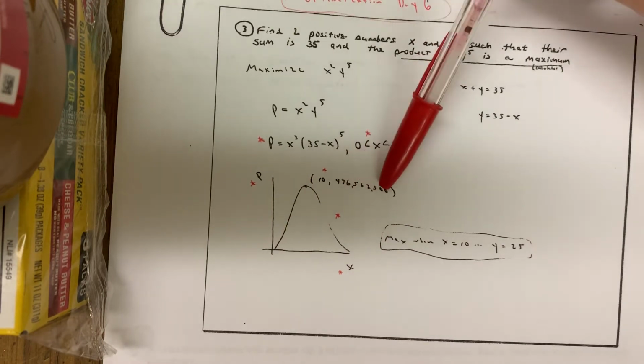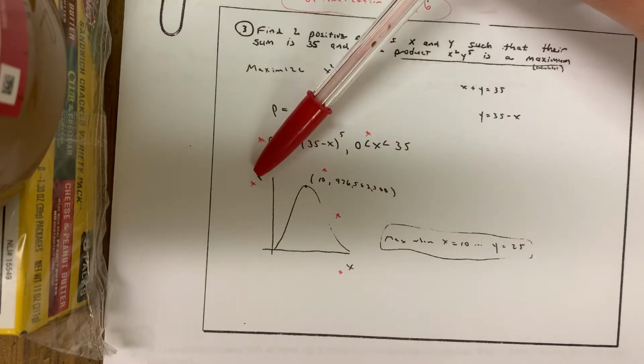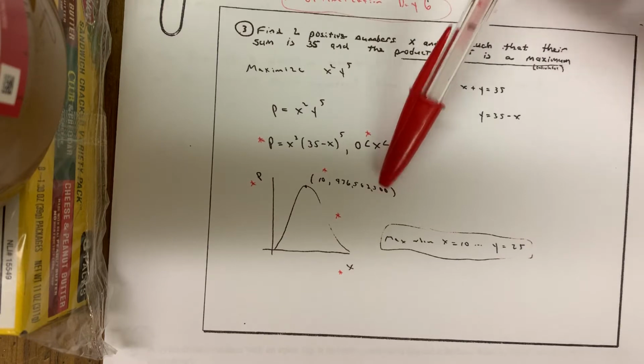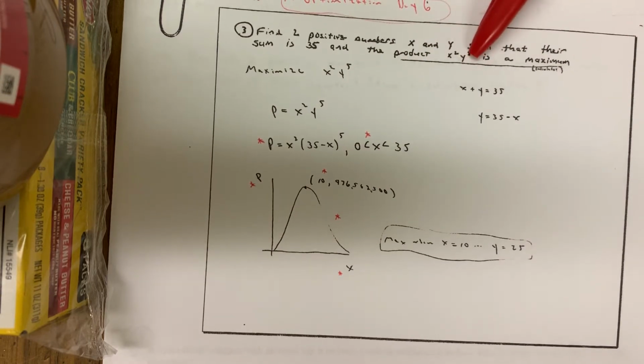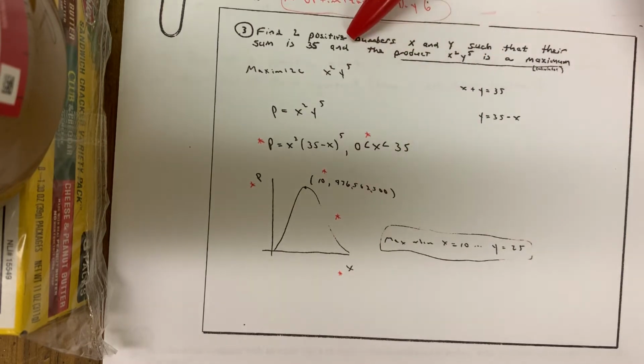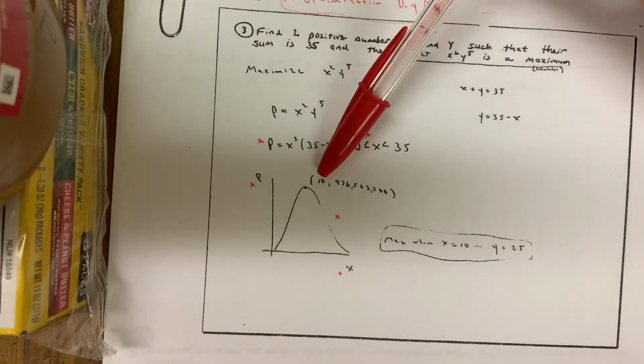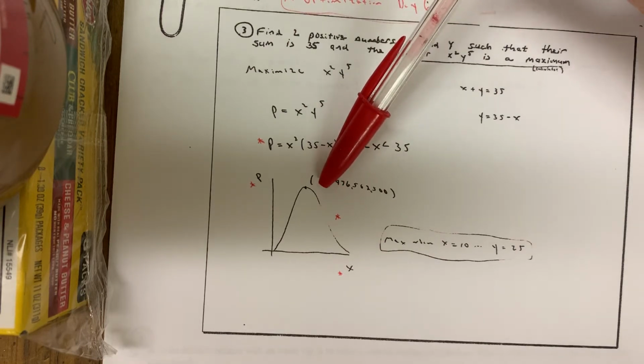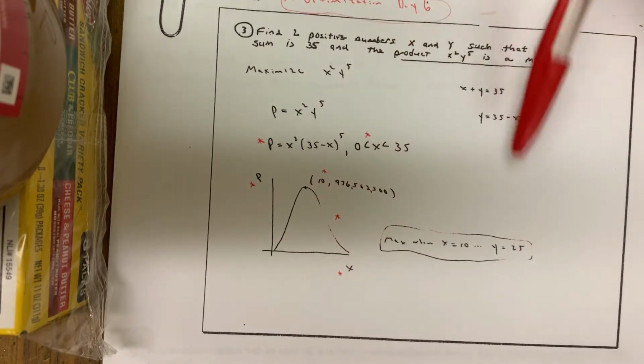This number right here is insane. What is this number? That's actually the p-value. That's the maximum product. Yeah, if you take numbers, you square them, and then you raise another number to the 5th, and you multiply them, you get big numbers back. They never wanted that product. They just wanted to know the two positive numbers that guarantee that maximum product. We know we have a maximum at x is equal to 10 right here, and then that means that y is equal to 25. It's not really a terrible problem.